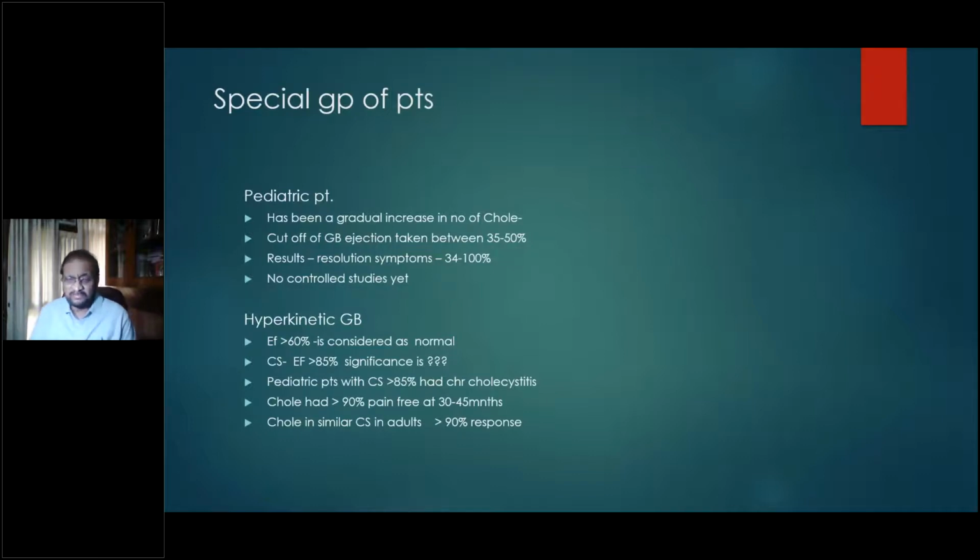That patient could be pain-free at 30 to 45 months if the patient has got evidence of chronic inflammation. And similar to a patient with cholecystography who shows a defect in the cholecystography, in adults, there is a 90% response.